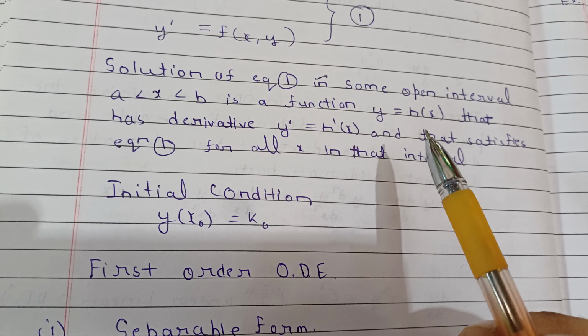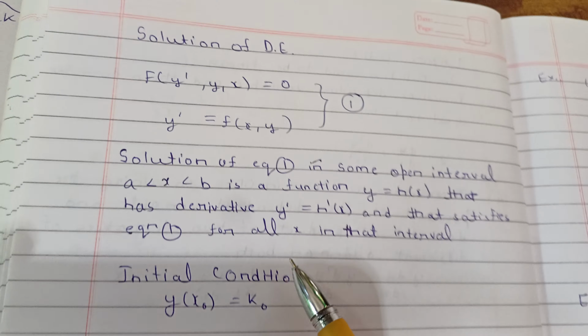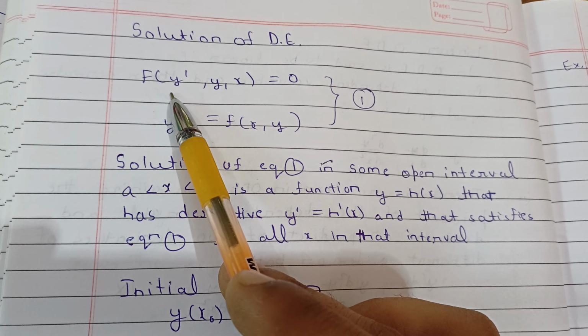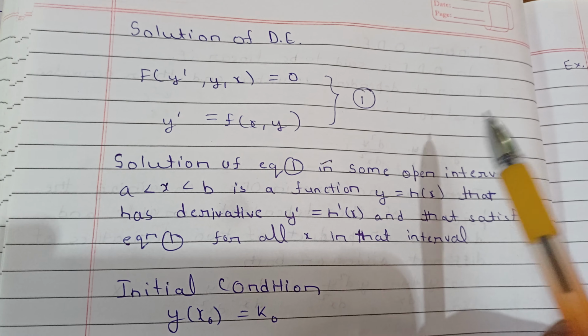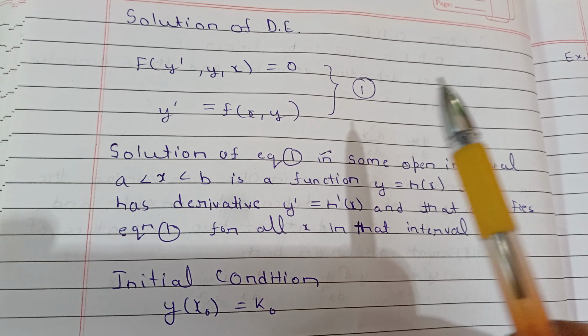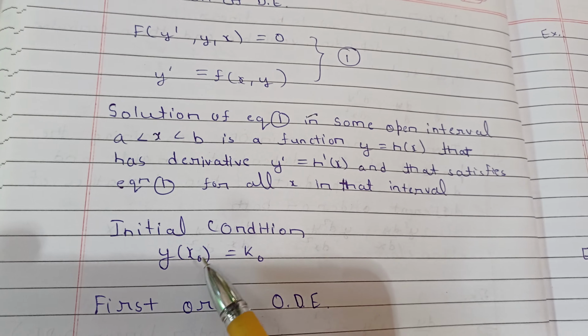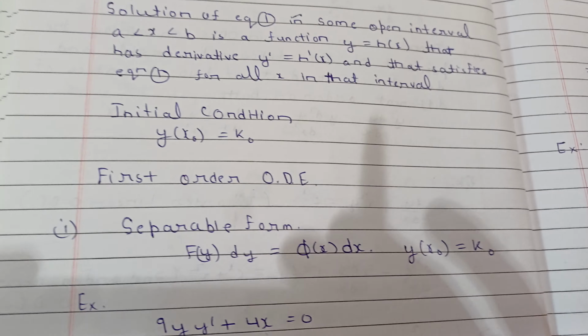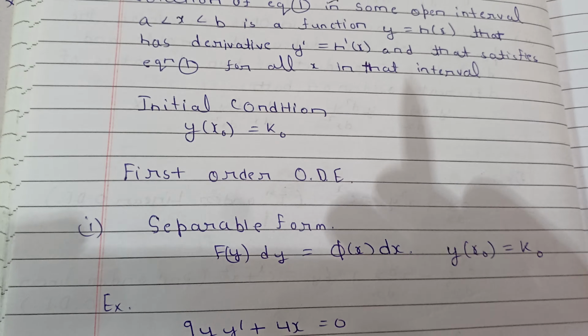And when some initial conditions are given, means when you solve these types of equations, you will get some constant because of the derivative term. When you integrate, you will get some constant terms, and to find the value of that constant, you need to put in these initial conditions. They will be given, only then can you find the complete solution. Otherwise you have to write the solution in terms of the constant.